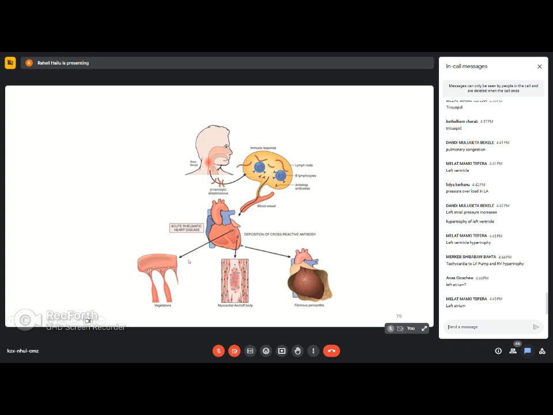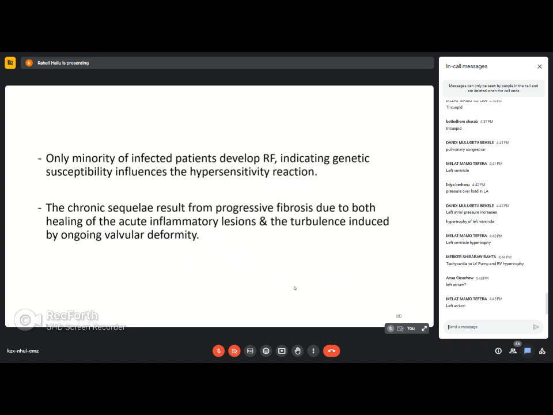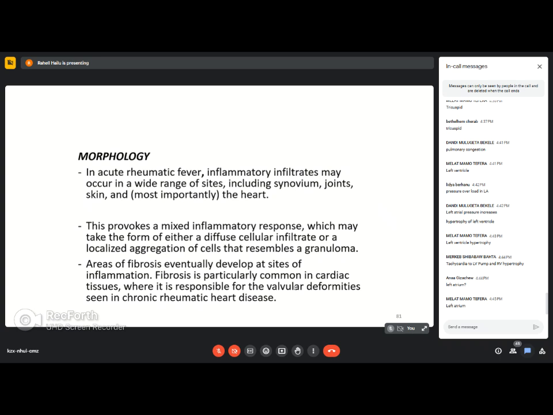So not just the endocardium and the valves are involved. In fact, the immunologic response involves the entire wall of the heart, the endocardium and the valves, and it also includes the myocardium and can even result in pericarditis. So it's a pancarditis, inflammation of the entire wall of the heart muscle. The chronic sequelae result from progressive fibrosis due to both healing of acute inflammatory lesions and also the turbulence that is induced by the valvular abnormality. Flow disruption.